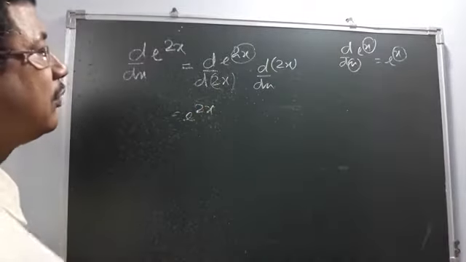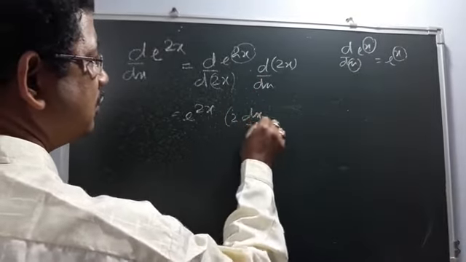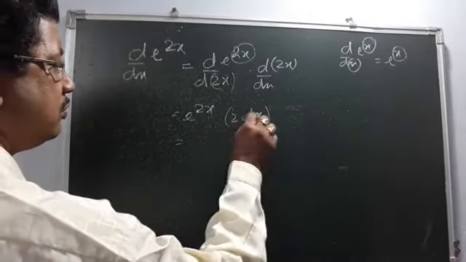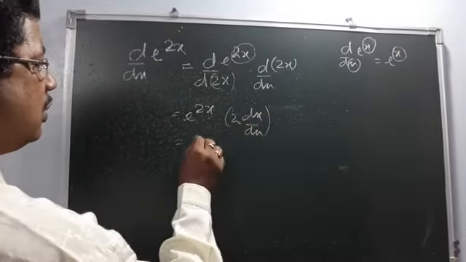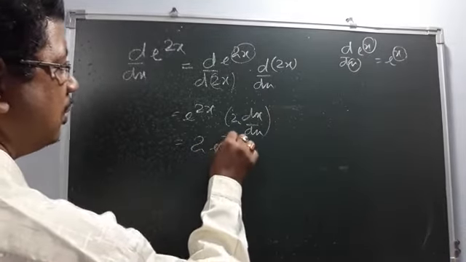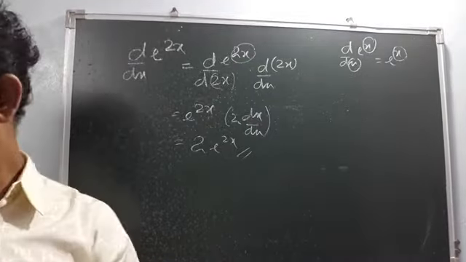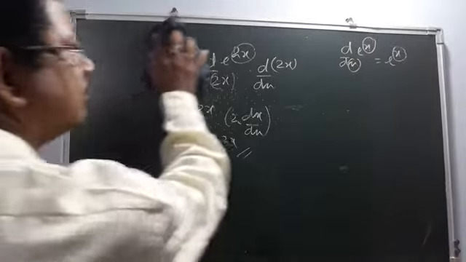This one is 2 dx. Differentiation of x with respect to x is 1, so it is 2 only. So it is 2 e to the power 2x. This is our chain rule. So chain rule, don't think that it is only for these things; it may be a little bigger also.